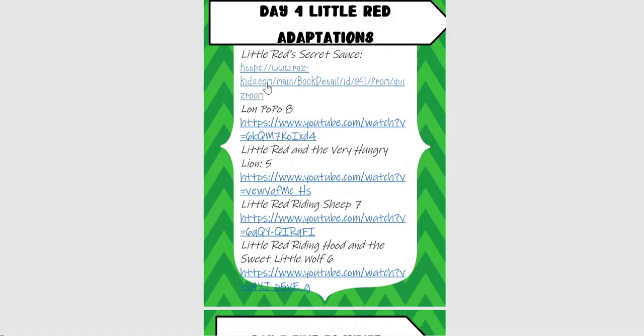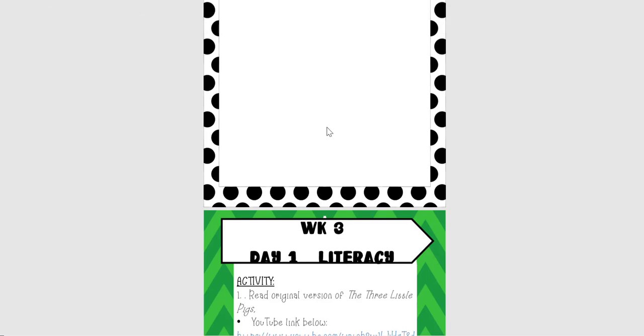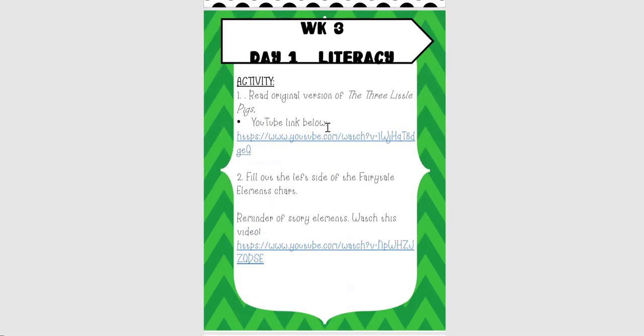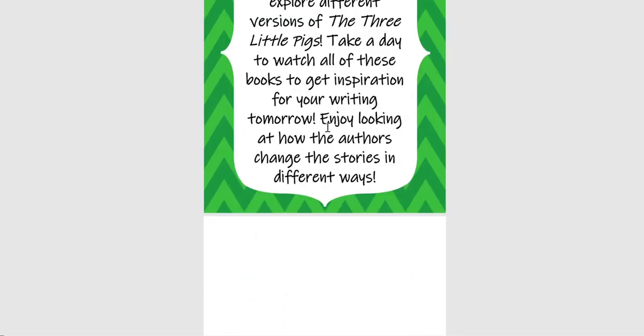They're also going to have an option to listen to a bunch of other read-alouds of other versions of Little Red. So again, they're really diving into what an adaptation looks like, how it keeps the structure of a traditional fairy tale, but adapts it to be their own. They're going to write theirs again, and these all have text boxes in them for when they do it online. Week 3, same kind of thing: Three Little Pigs, looking at different versions, comparing the two, making their own.